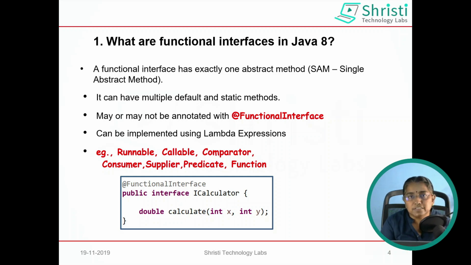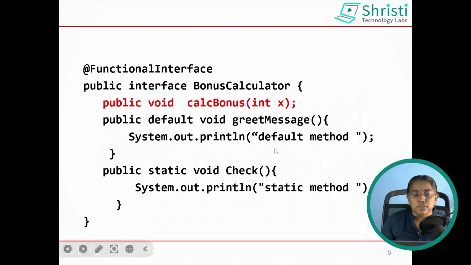Name few functional interfaces. Before Java 8, the functional interfaces that were available are Runnable, which is used in multi-threaded applications; Comparable from java.lang package, which is used for sorting; and Comparator from java.util package, which is also used for sorting. Then from Java 8, we have few more functional interfaces: Consumer, Supplier, Predicate, Function, BiPredicate, BiFunction, BiConsumer. This is an example of a functional interface: one abstract method. It can have any number of default methods and any number of static methods.